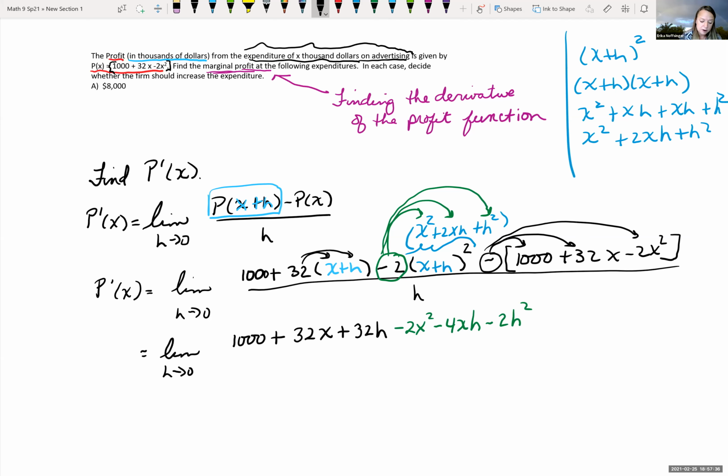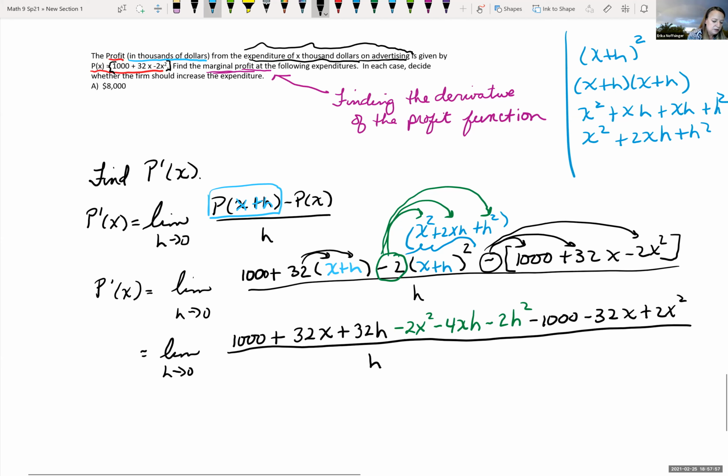Now distributing our negative to our p of x function, we get -1000 minus 32x plus 2x squared. This is all over h. So notice things start cleaning up really nicely. Things start to cancel out. We have 1000 minus 1000 goes away. We have a 32x minus a 32x cancels. We have a minus 2x squared plus a 2x squared cancels.